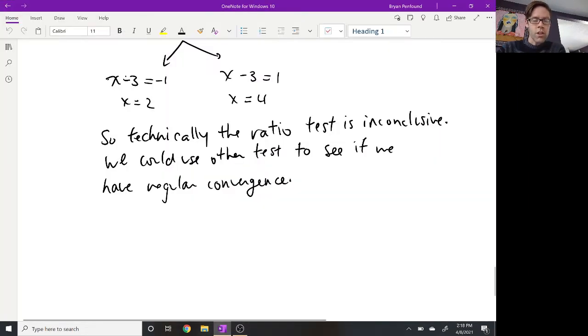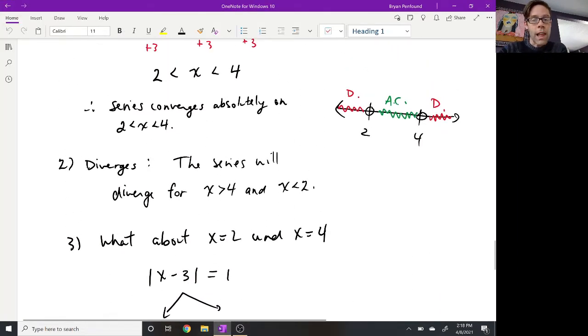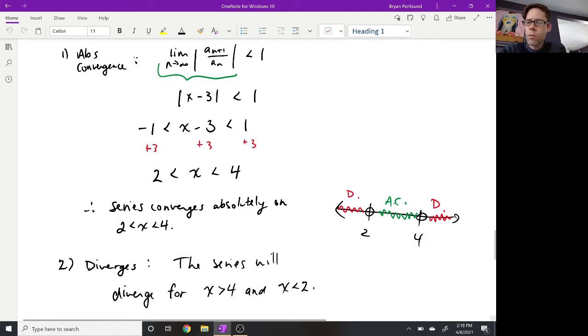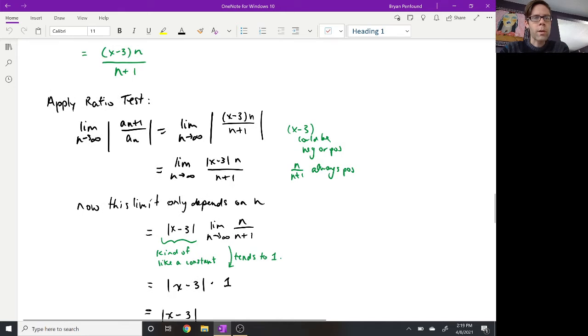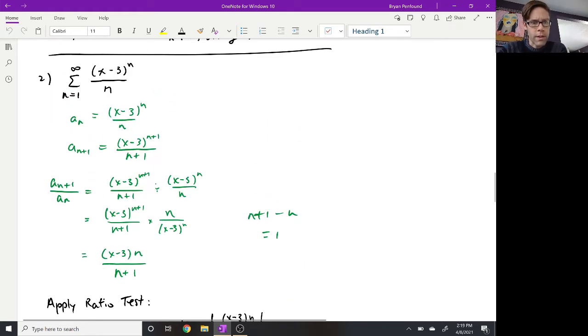I want to finish off the last example we were working on in class, talk a little bit more about this interval that we get with absolute convergence and divergence, and give one more example, I think, where we apply the ratio test to a power series. So we were working on this example last time.